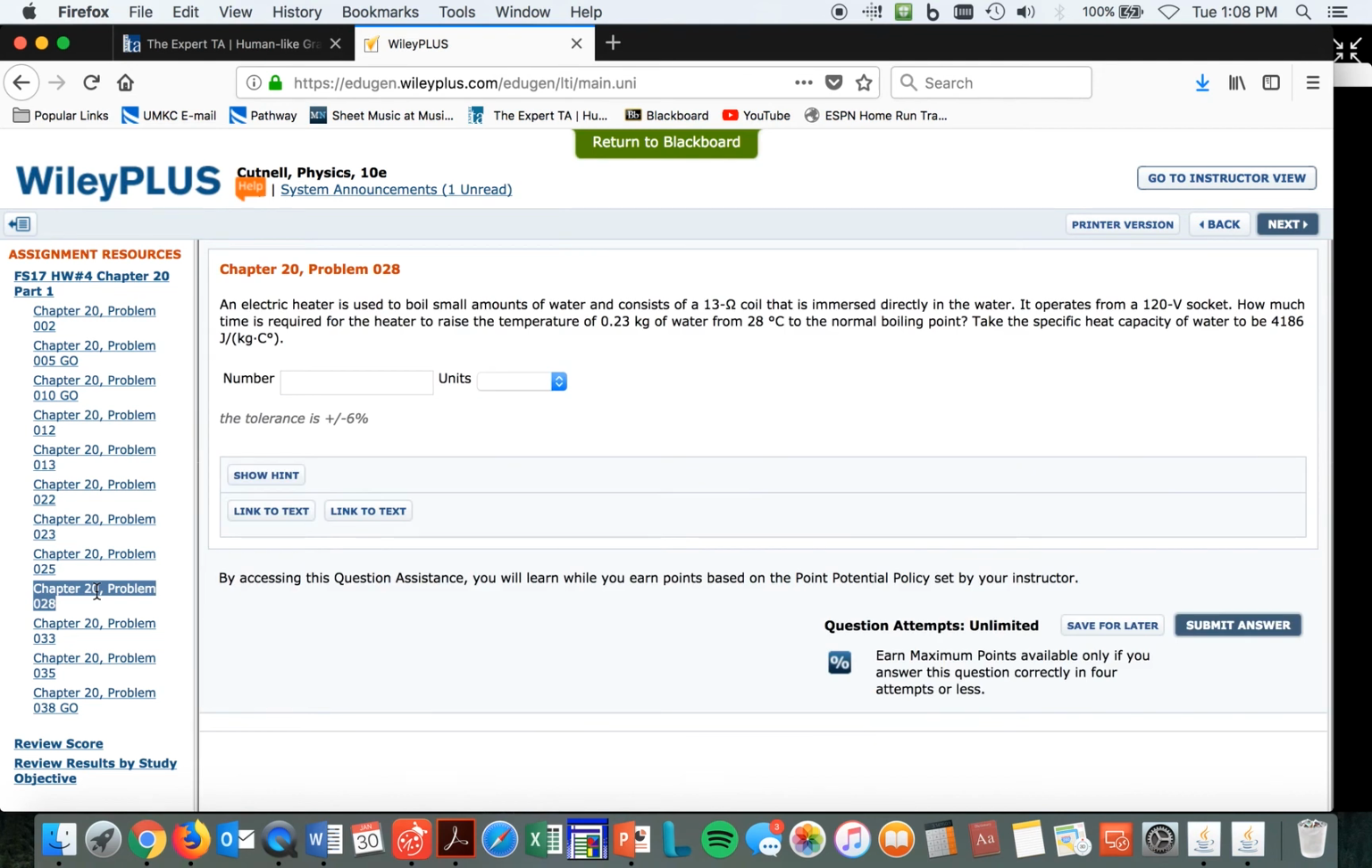This one. An electric heater is used to boil small amounts of water and consists of a 13-amp coil that is immersed directly in the water. It operates from 120.